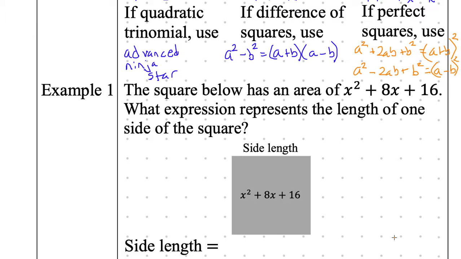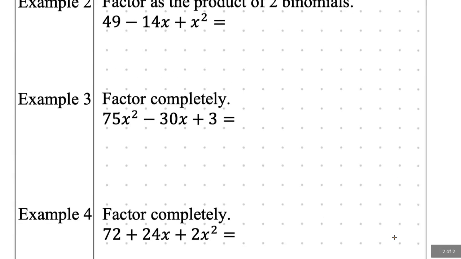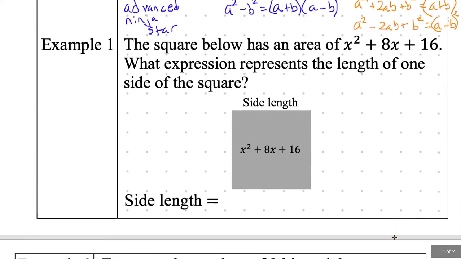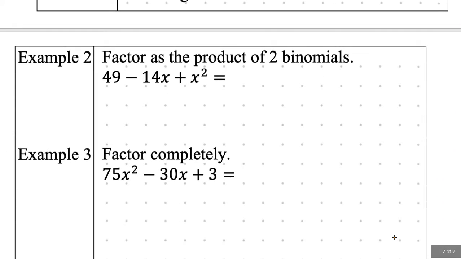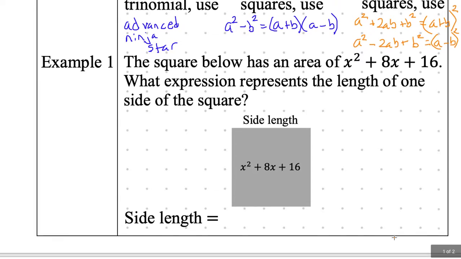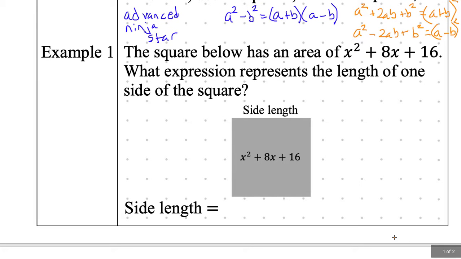All right, so we have all of the different forms, all of the different paths. So we have a total of 4 examples. I'm going to be doing examples 1, 2, and 3. You guys are going to be doing example 4. So in example 1, we have the square. We know it's a square, which means it is already a perfect square. And we know it has an area of x squared plus 8x plus 16. We need to find an expression that represents a side length.